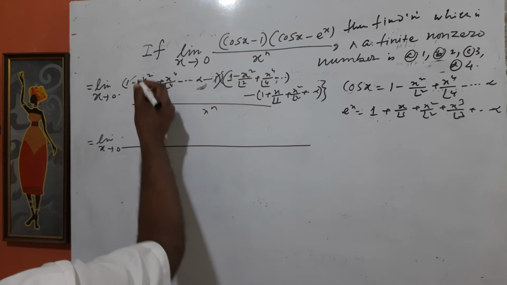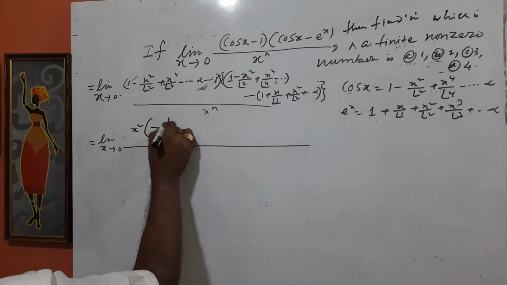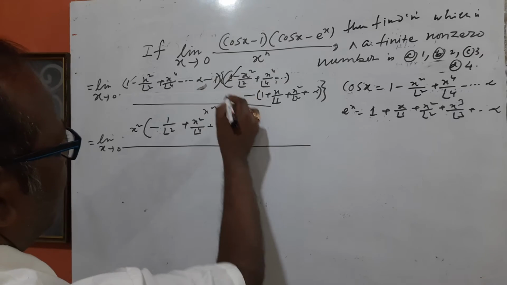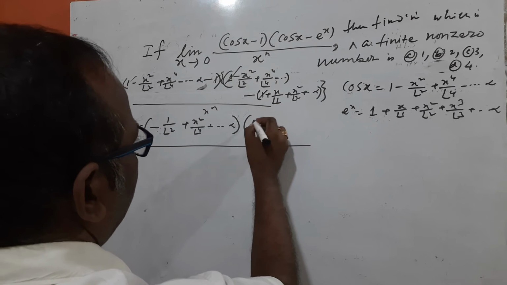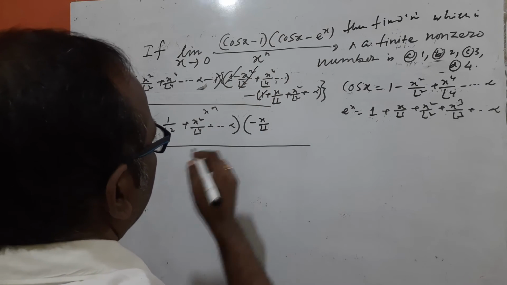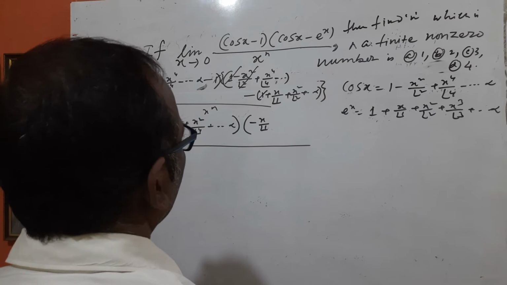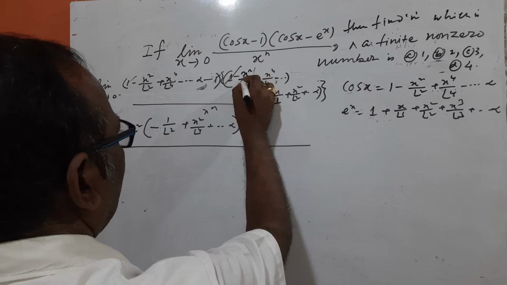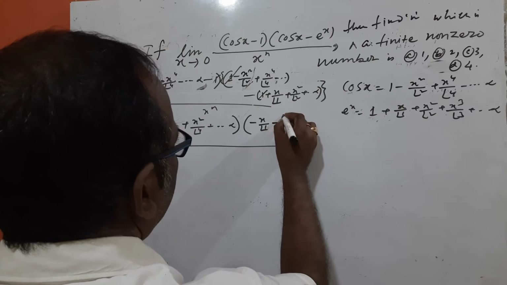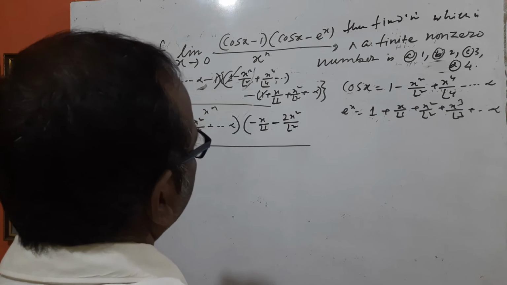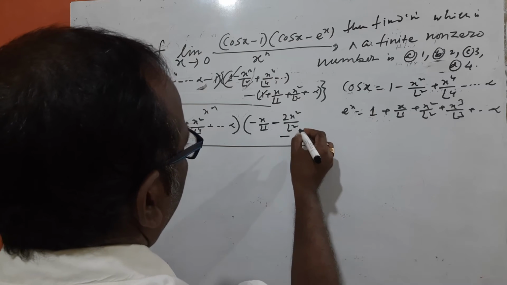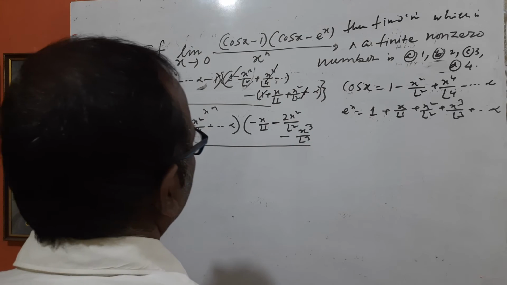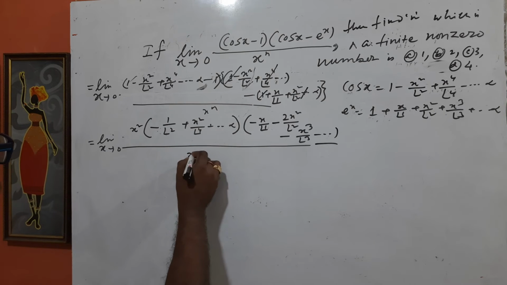See, so 1 cancels. So take common x square. This is your minus 1 by factorial 2 plus x square by factorial 4. Okay, now 1 cancels. This is your x, so minus x by factorial 1, and x square by factorial 2 minus 2 x square by factorial 2 minus x to the power 3 by factorial 3, this is here 4. So x to the power 4 and the next x to the power 4 are cancelled. Dot dot. And here is x to the power n.